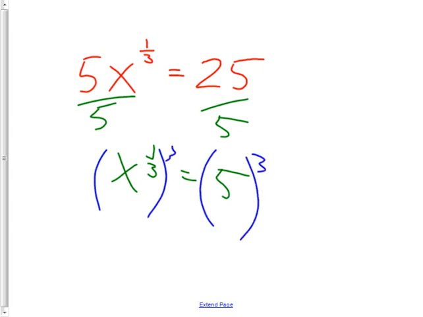2 to the 3rd power. Very good. This cancels. 1/3 and 3 makes 1. X to the 1 is just x. 5 to the 3rd is the answer, 125. Raise your hand if you had that one right. Okay, good. Here's a little trickier one. Try this one without me.